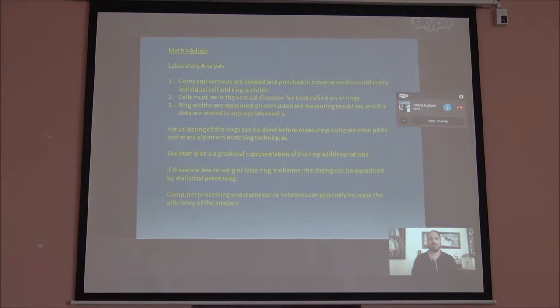The skeleton plots are made from some specific areas, so we can sample the tree and compare with other diagrams of the specific area and use it to identify the time, the age that we want to determine. So the skeleton plot is a graphical representation of the ring variations. If rings are missing or narrow, the data can be expedited by statistical processing. Computer processing and statistical correlation can generally increase the efficiency of the analysis.